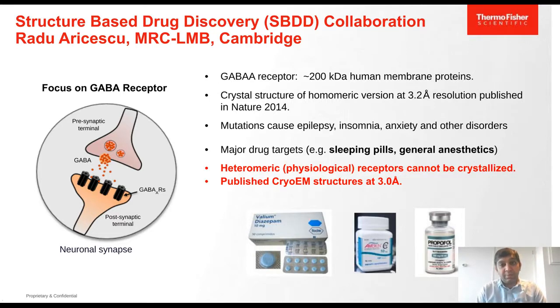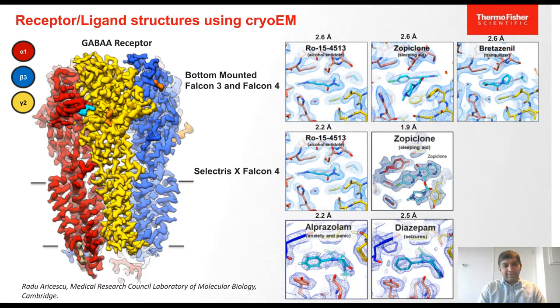It's an asymmetric protein, forms a chloride ion channel, and there are lots and lots of drugs against this channel. One of the problems is this channel could not be crystallized at all after decades and decades of work. The only way to get structures is by cryo-electron microscopy. So we looked at this sample, and again, we can see these wonderful results on a bottom-mounted Falcon 3 or Falcon 4. For these three different drugs here, we can obtain 2.6 angstrom structures, where we can clearly see how this drug is bound.